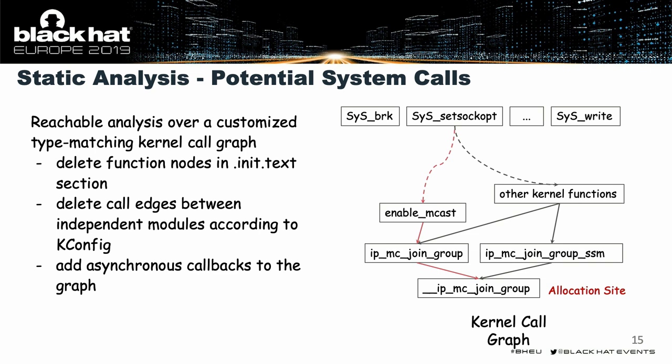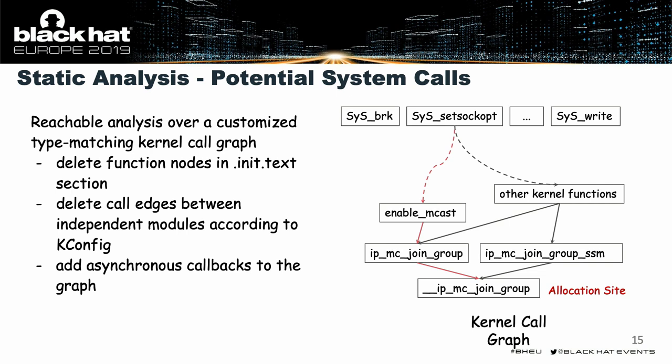To better serve our purpose, we customize the call graph. We delete function nodes in the initial text section from the graph because they are not used after the kernel boots up. We also delete call edges between independent modules to make the graph more accurate. We add edges of asynchronous callbacks so that sites where asynchronous dereference is registered can also be traced.